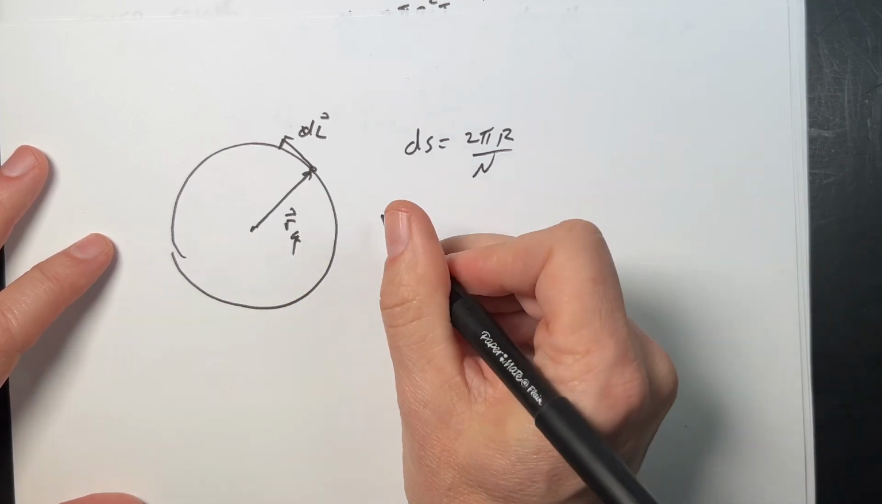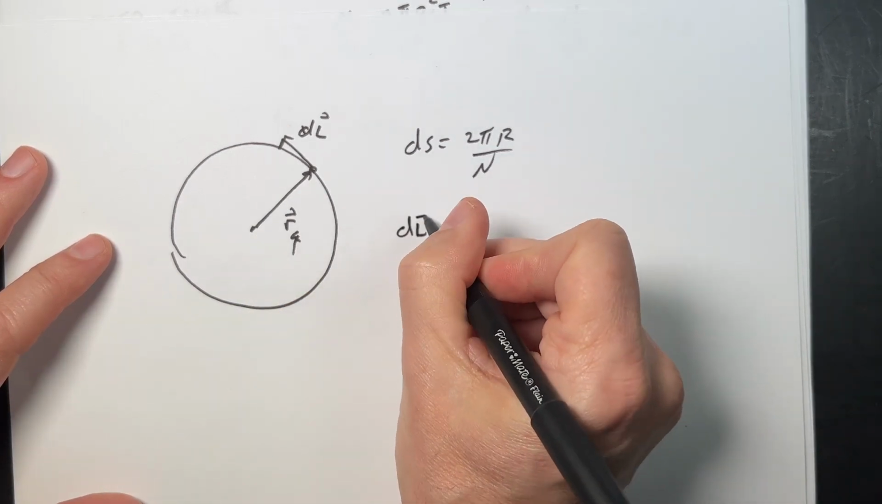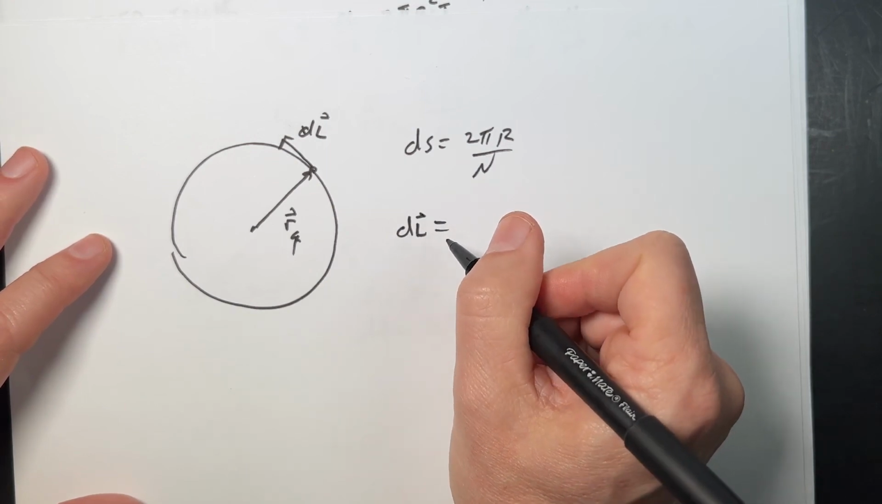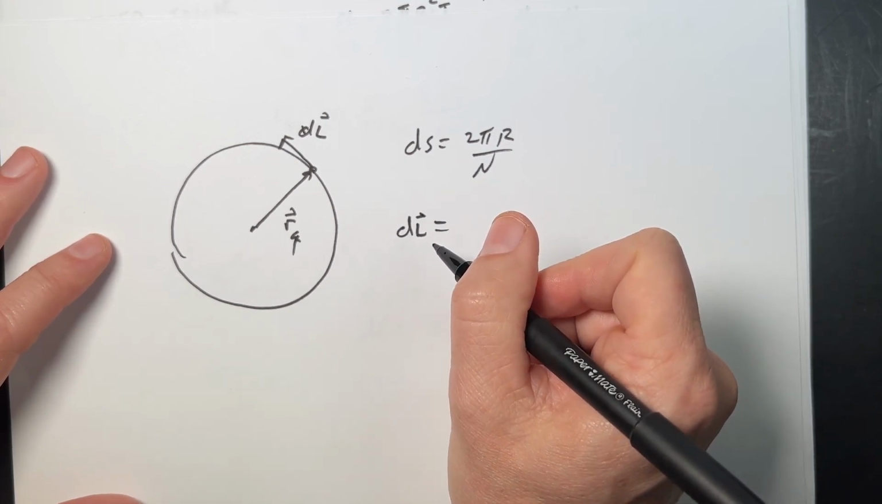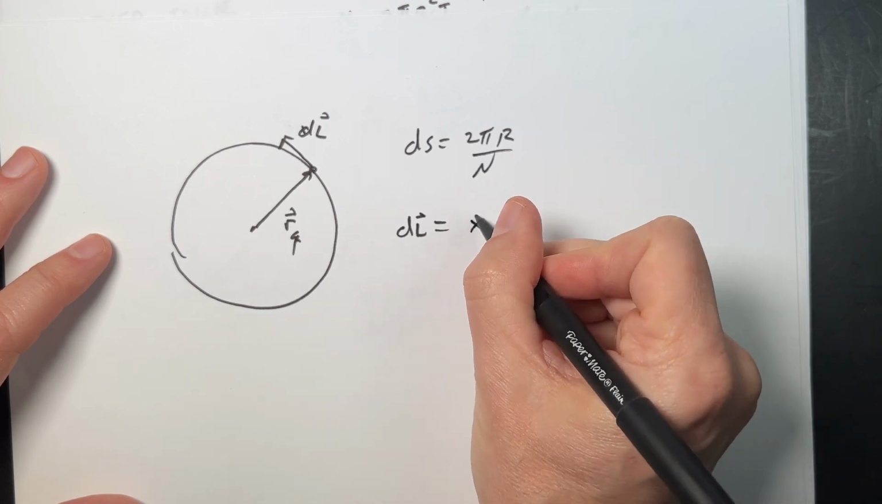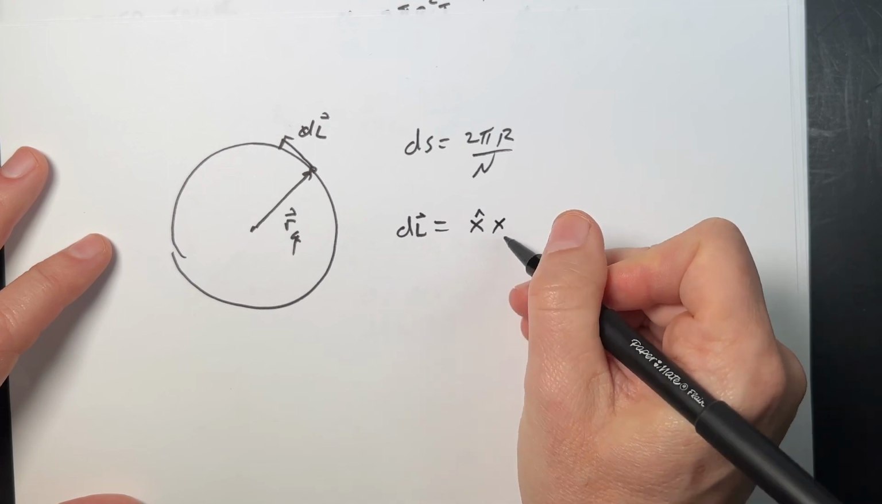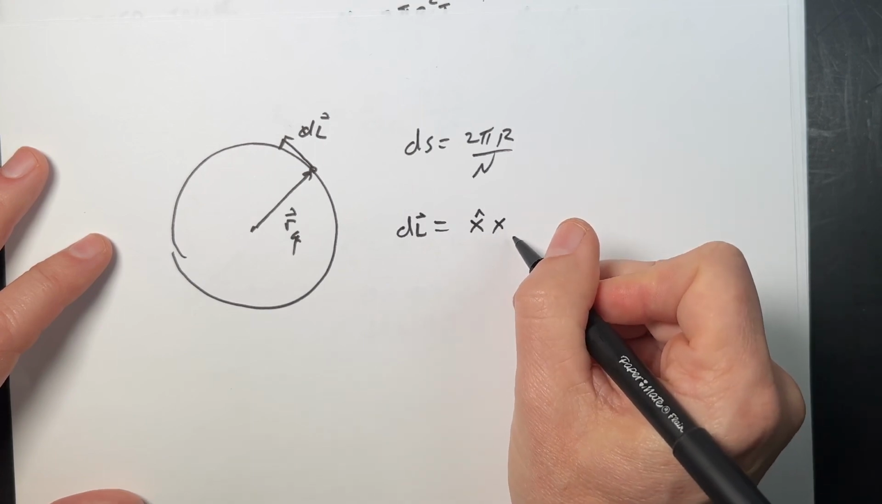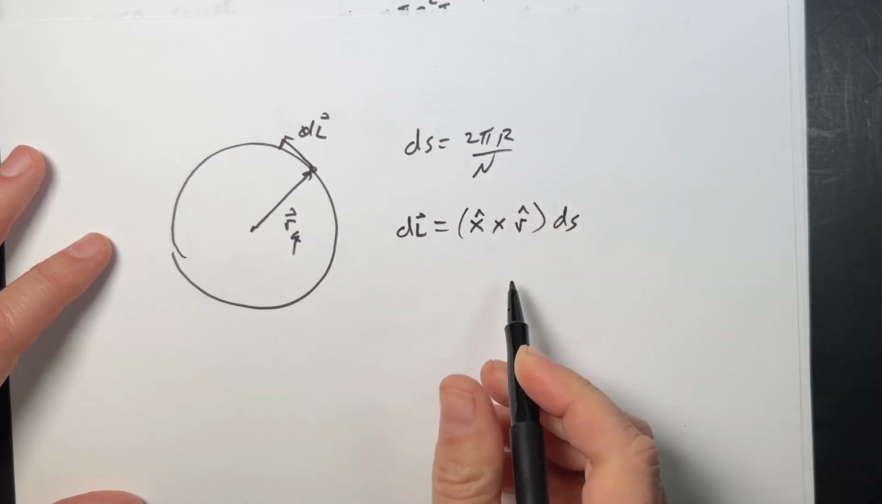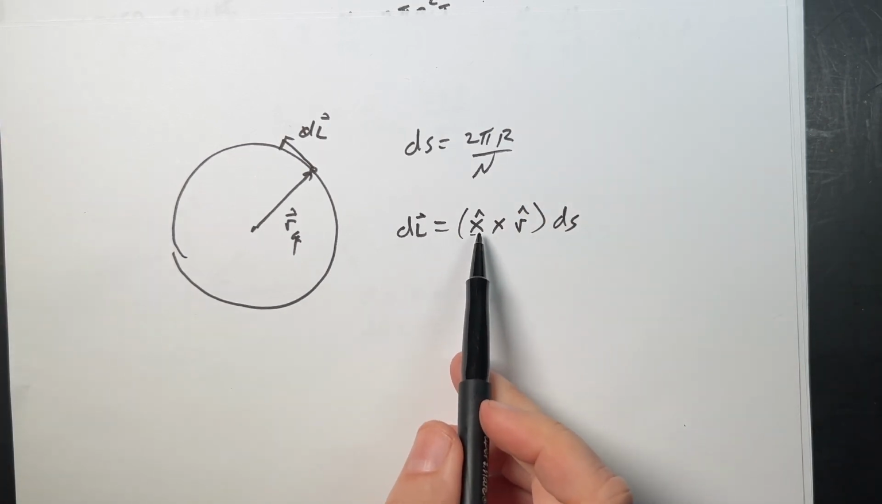And then I can say DL is going to be the cross product of x hat cross r hat, and then multiply that by ds. So remember that the cross product, we use the right-hand rule.